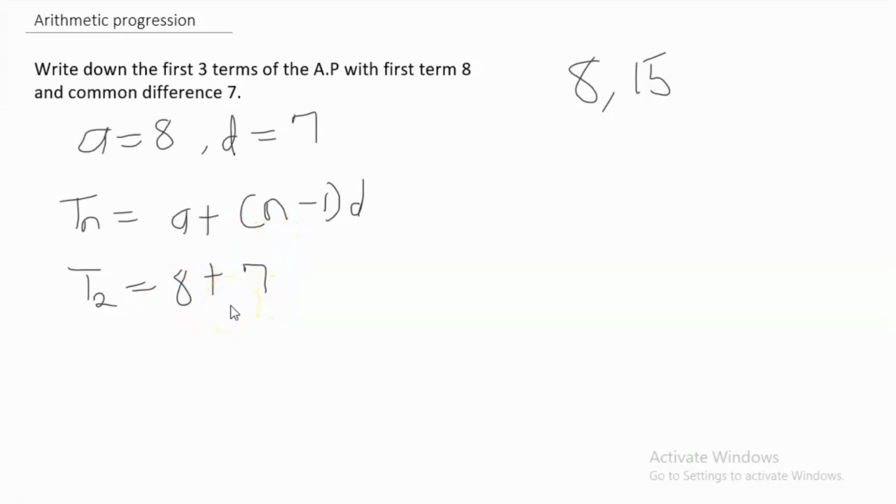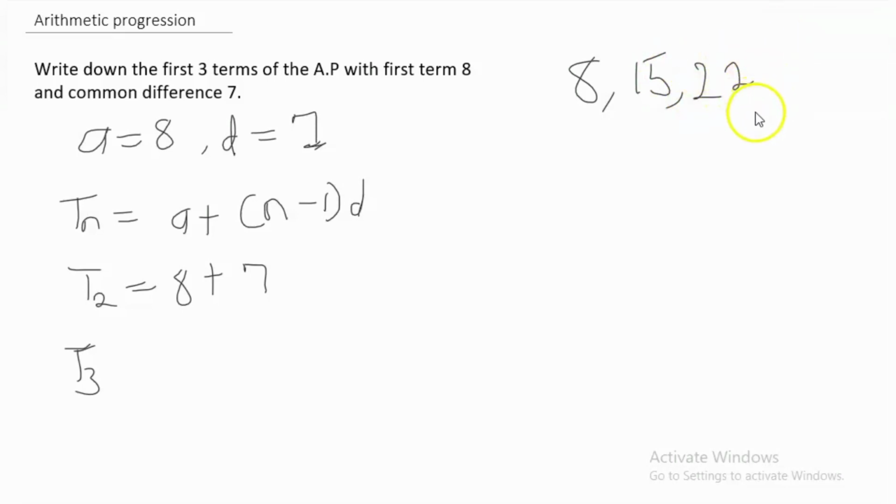Now, a simple thing you can do, obviously, if you want to find the third term, you're just going to write t3. Then wherever you see n, you put 3 and solve like that. But a very simple thing to do is, you already know that the common difference is 7, and you know 15 is your second term. So all you have to do is add 7 to 15. If you add 15 to 7 or 7 to 15, you would have 22.